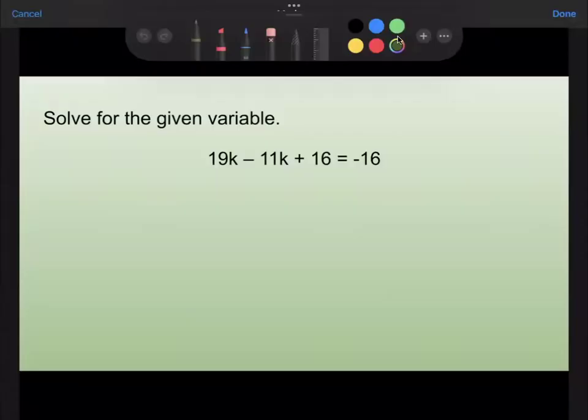Okay, here is our next one. We're going to take the equation 19k minus 11k plus 16 equals negative 16, and we're going to solve for k. So what I see here is another opportunity to combine some like terms. I see 19k and 11k that I can combine together before I start to solve. So if I had 19k's and I took 11 of them away, I would be left with, I believe, 8k's. So I'm going to go ahead and rewrite that as 8k plus 16 equals negative 16.